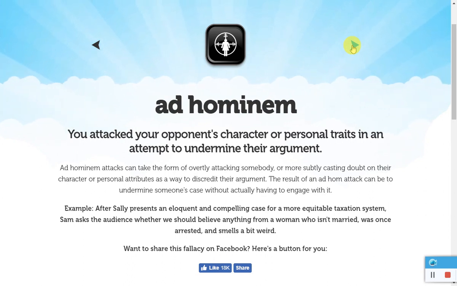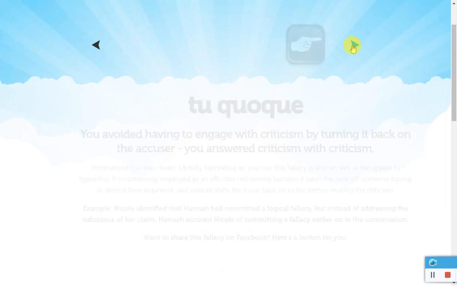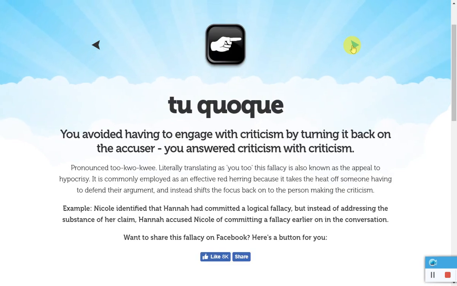Example, after Sally presents an eloquent and compelling case for a more equitable taxation system, Sam asks the audience whether we should believe anything from a woman who isn't married, was once arrested, and smells a bit weird. 7. Tu quoque. You avoided having to engage with criticism by turning it back on the accuser.